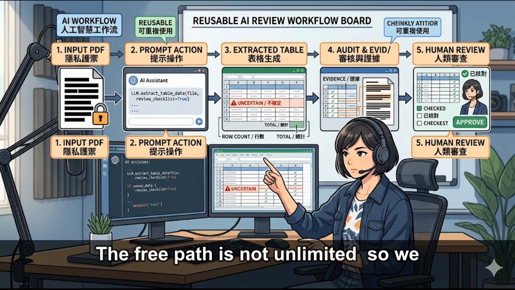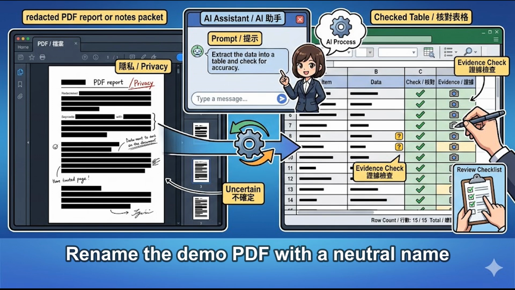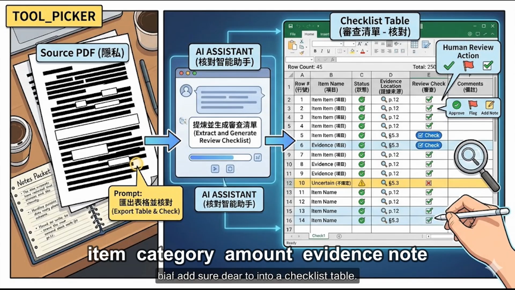The free path is not unlimited, so we write the limit check into the workflow instead of pretending every viewer has the same account. Step 1 is to make a clean input. Rename the demo PDF with a neutral name. Remove private identifiers. Decide which columns you need before opening any AI tool. For this demo, the columns are date, item, category, amount, evidence note, and review status.